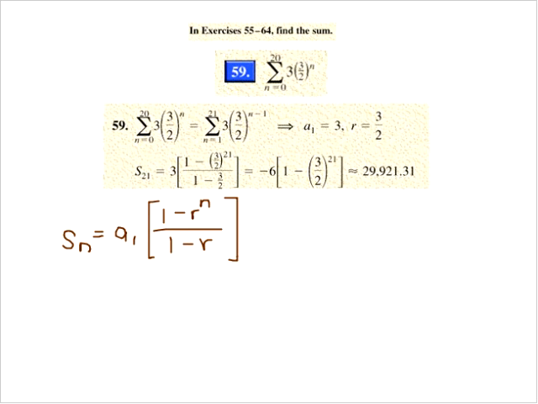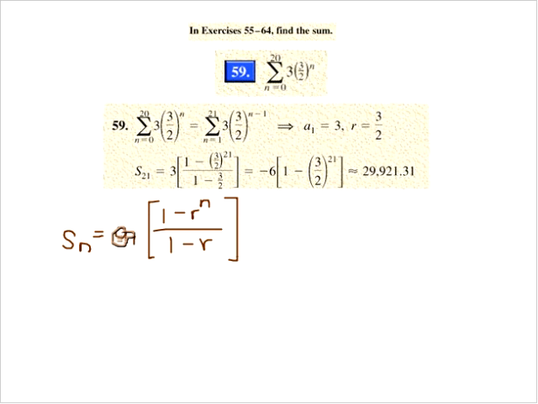Okay, next I want to find the sum. The sum of a geometric sequence can be found with this formula right here. So I need to know the first term, I need to know what r is, and I need to know how many terms I'm actually dealing with for n.